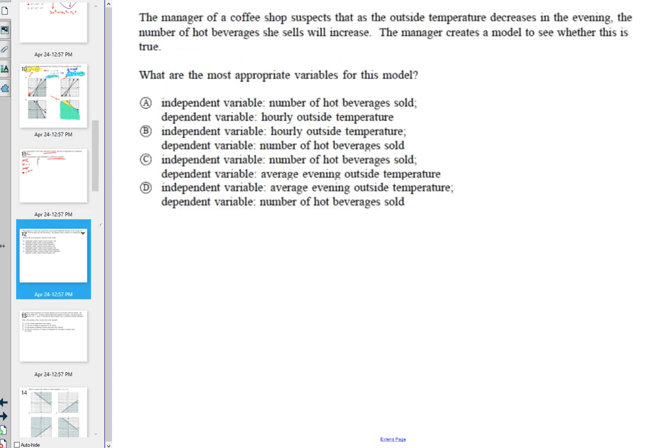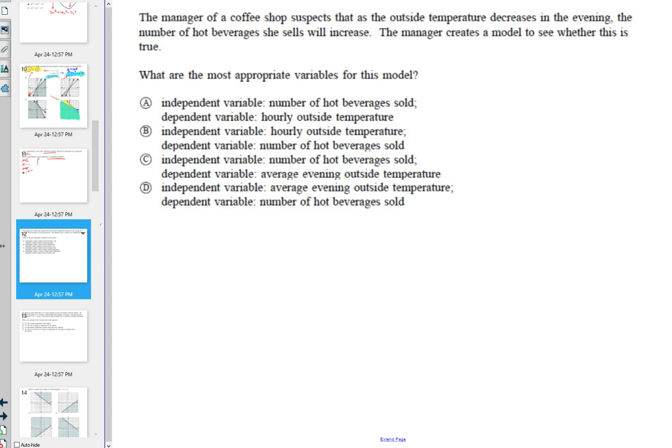The manager of a coffee shop suspects that the outside temperature decreases in the evening, and that when it decreases in the evening, the number of hot beverages she sells will increase. The manager creates a model to see if this is true. What are the most appropriate variables in the model? So this is just identifying what's the independent and what's the dependent. Does the number of beverages she sells depend on the temperature, or does the temperature depend on the beverages? If she decides, hey, I'm not going to sell as much, does she control the weather and then it's going to get colder?